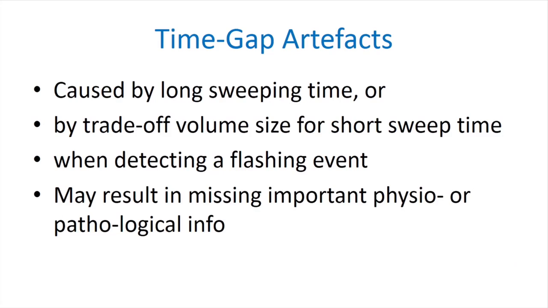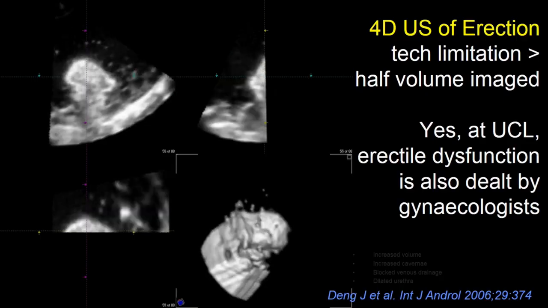The next artifact is what we call time gap artifact. It is caused by a long sweeping time, or by the trade-off in volume size for a short sweeping time, when you're detecting a very flash event. So what's a flash event? Let me show you this.